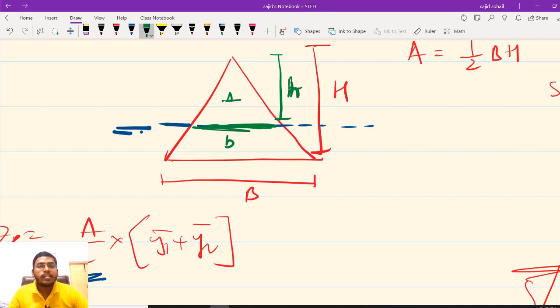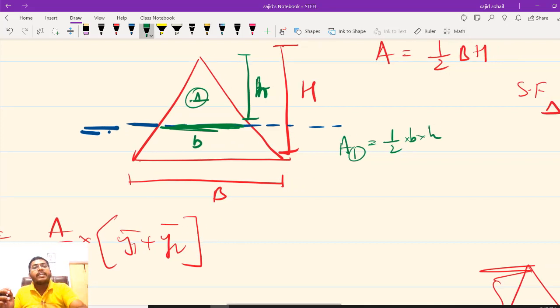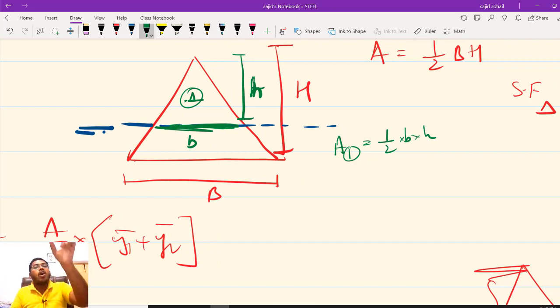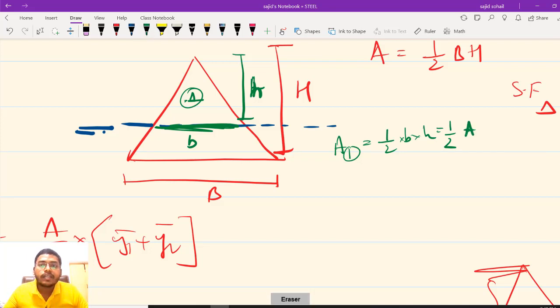ठीक है. So what is the area of this area 1? I know it is again a triangle. So half into what is the base now? Small b into small h. I know one good thing. This area 1 is exactly how much? Half of the full area of a triangle. So I can write it as half of the area of a triangle, which is nothing but half of capital B, which is the width of the total triangle, into the height of the total triangle. So this cancels.